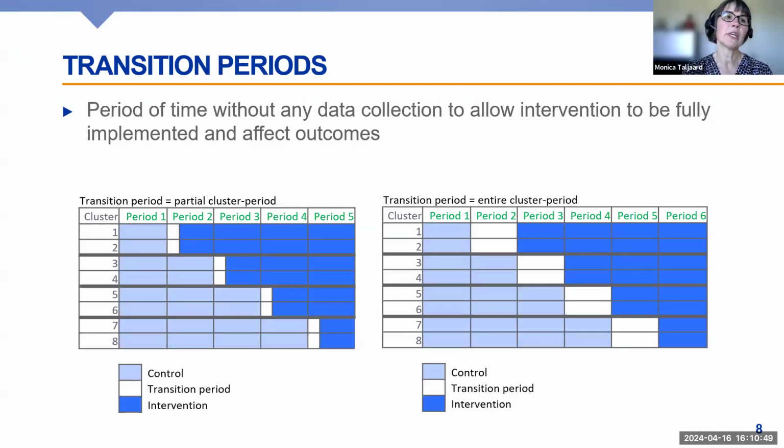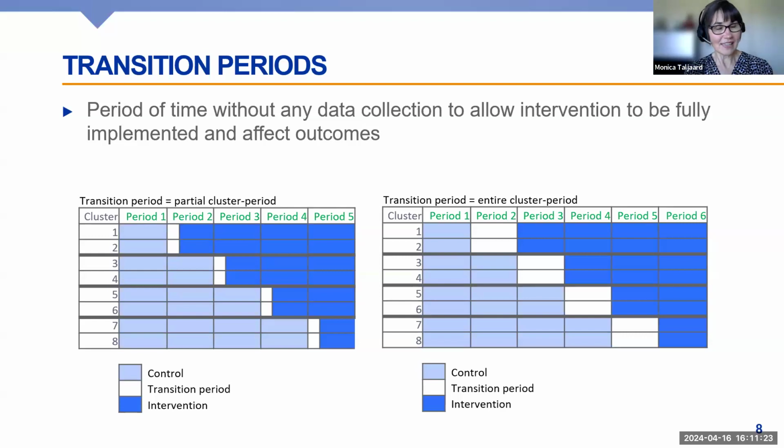So a transition period is a period of time without any data collection to allow the intervention to be fully implemented, or to even allow that intervention to affect the outcome. Sometimes there's a natural lag before the intervention can even feasibly or plausibly have an influence on the outcomes. So these transition periods can be just a small portion of each of the periods, or it could be an entire period length, or even more periods.